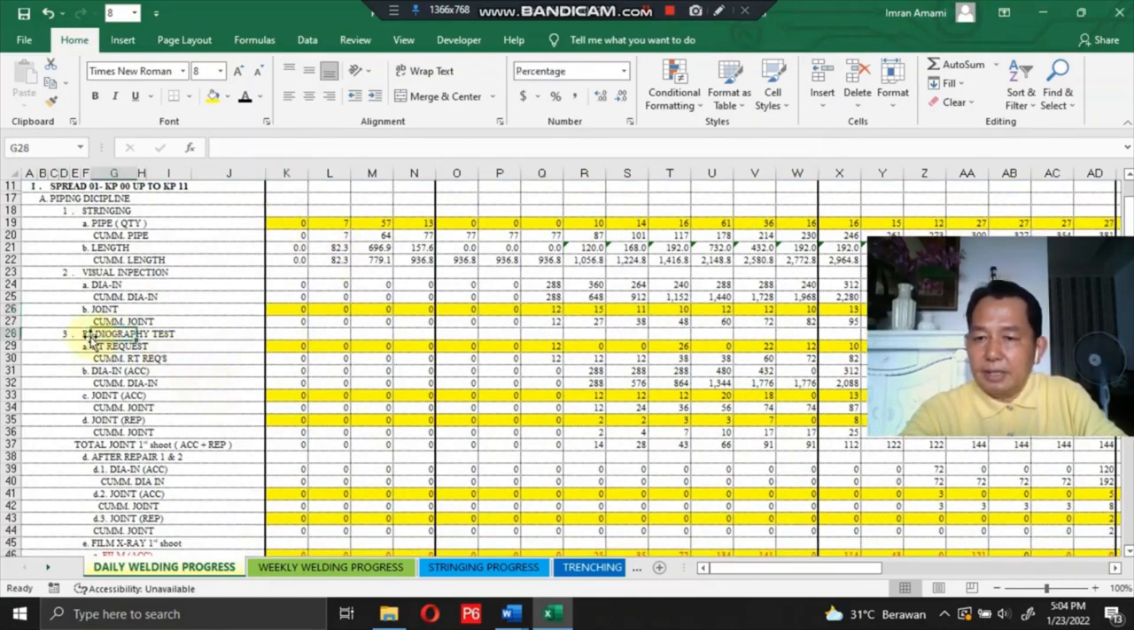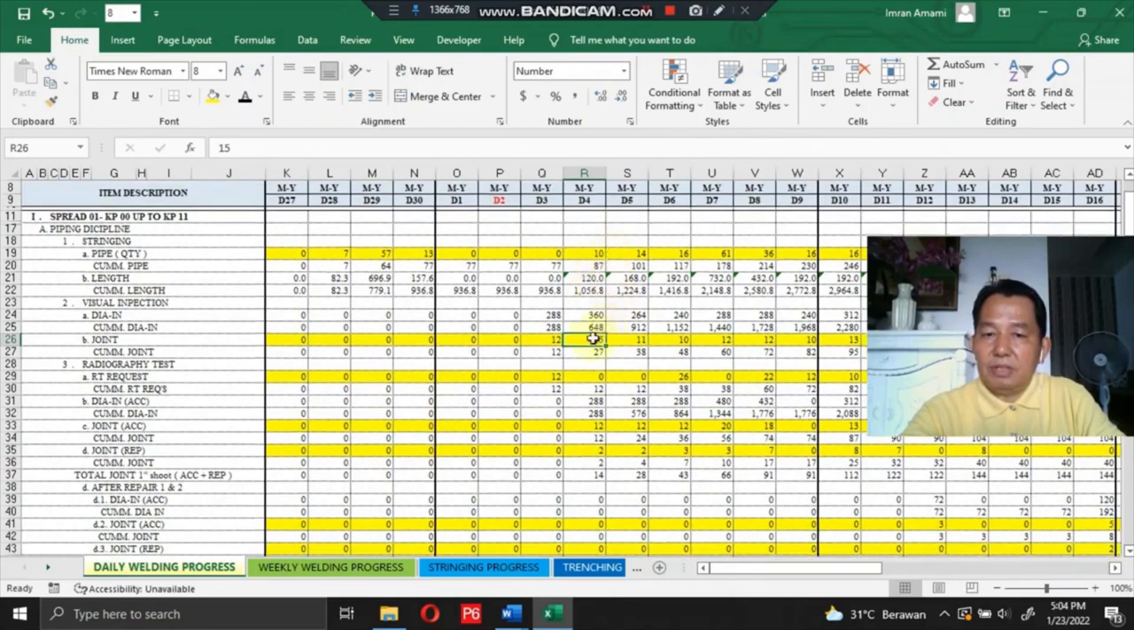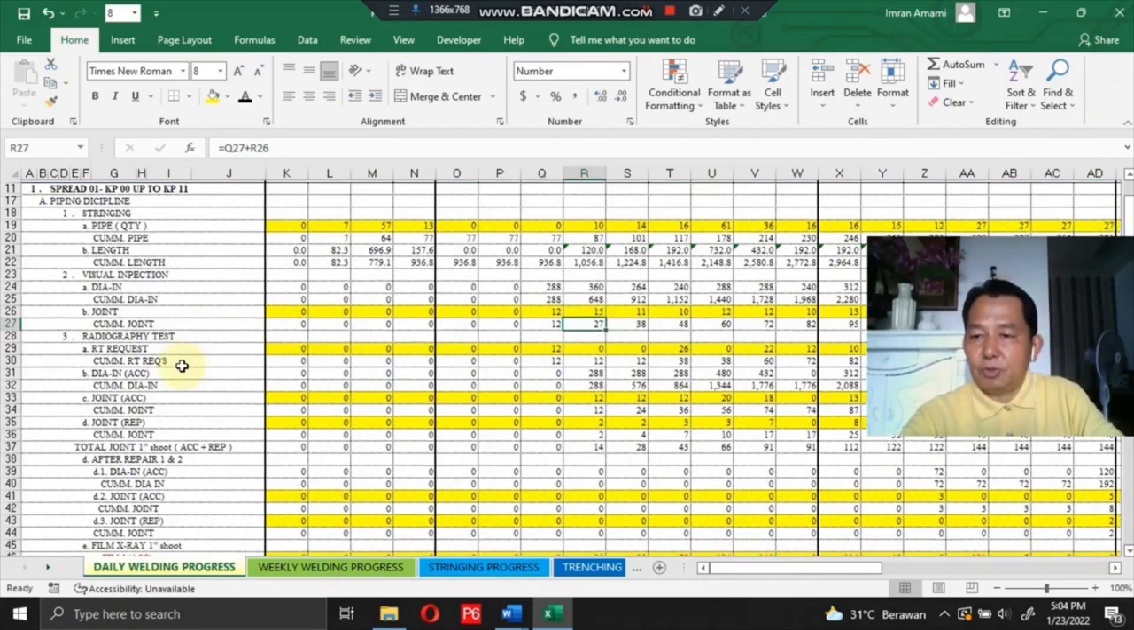Okay. And then any joint progress here like this. We achieve 12 joints here. And for day 4 we achieve 15 joints, so the accumulative becomes 27. This is automatically rebuilt because the cells contain formulas. Okay.